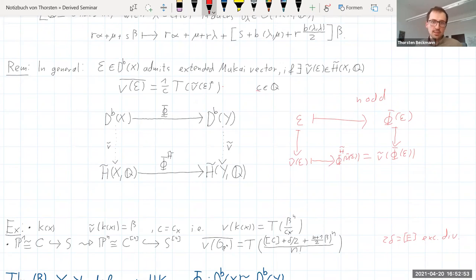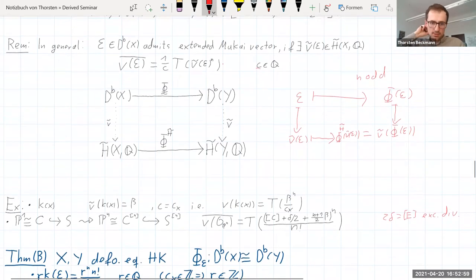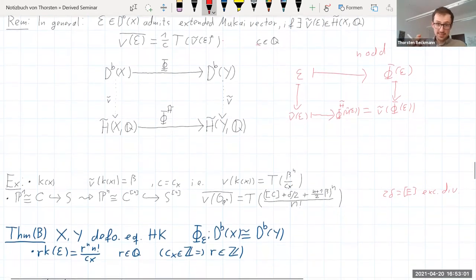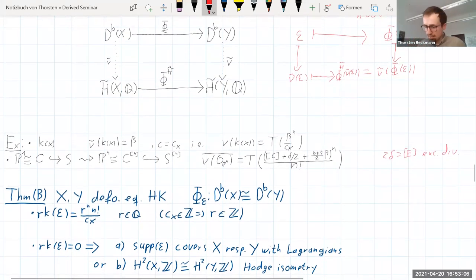There are also examples, and also interesting non-examples, but again, due to time reasons, I would like to come to what this actually gives us for derived categories. Before, this was an existence and uniqueness statement, but now, just using this definition and the objects we can find which have such a vector and their relation, we arrive at the following result for general hyperkähler varieties.